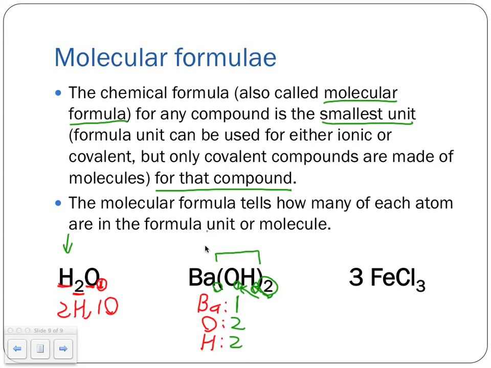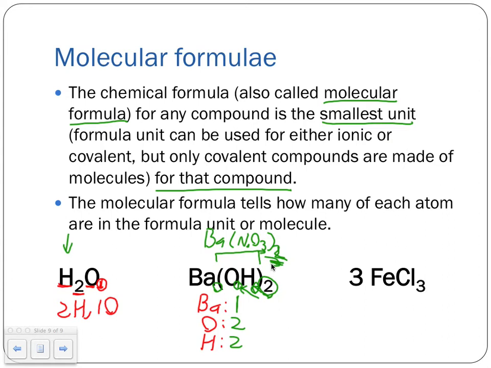If, for some reason, this had been something in parentheses that was not just one of each, like this, Ba, open parentheses, NO3, and then a 2 on the outside, there would be 2 nitrogens, because there's an implied 1 right there times the 2 that distributes gives you 2 nitrogens. And there would be 6 oxygens, because there are 3 oxygens inside an NO3, and there are 2 NO3s, so the total would be 6.